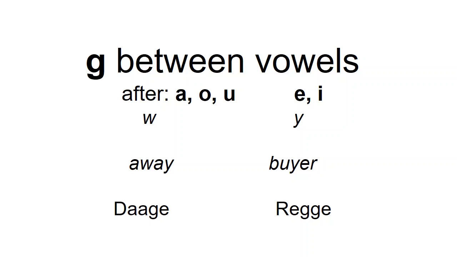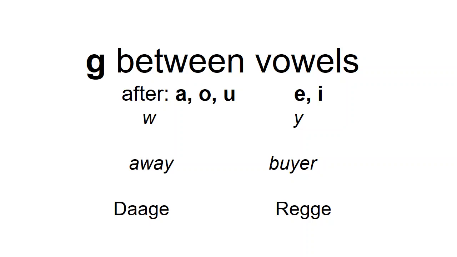Now, G is a bit of a tricky one when it's between vowels. So a vowel is a letter like A, O, U, or I and E. And when a G is between vowels, it usually doesn't sound like a G. It usually sounds either like a W or a Y.